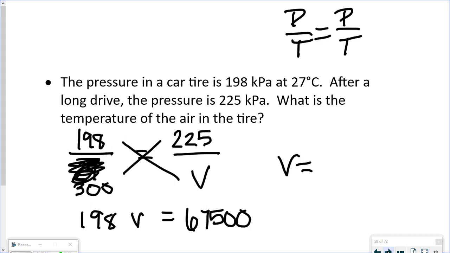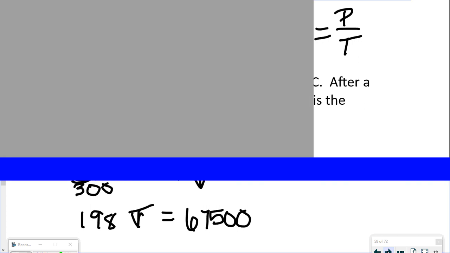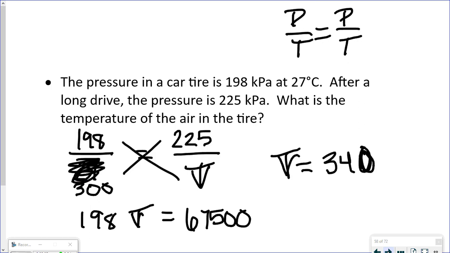To get a temperature of 340.9 Kelvin. And yet again, sig fig wise, everything would be to 3 sig figs, even the 300, because you added 273, there would still be a decimal at the end. So we could round this to 341 Kelvin as our final answer.